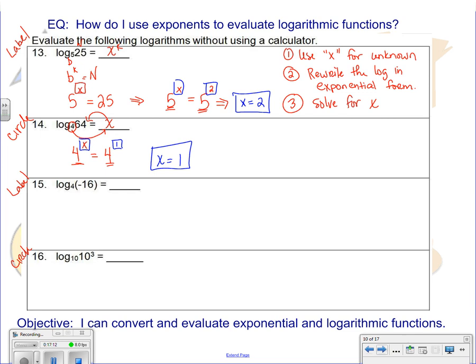I'm going to rewrite in exponential form. So I know my base, I know my number, and x is going to represent the k. Rewriting, we get 4 raised to the power of x is equal to negative 16.